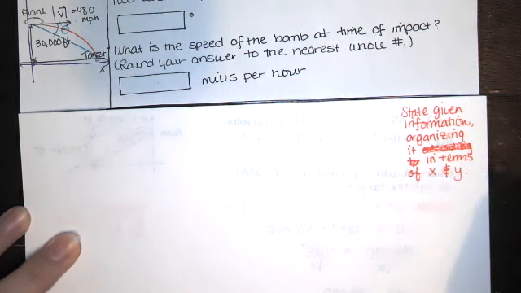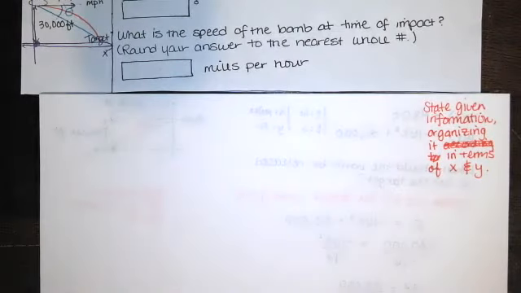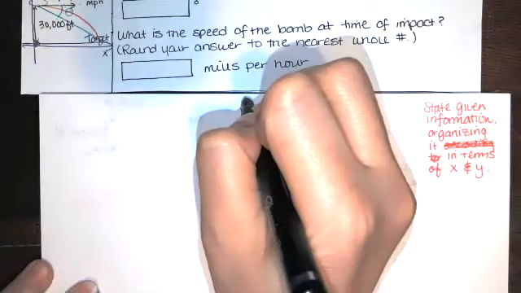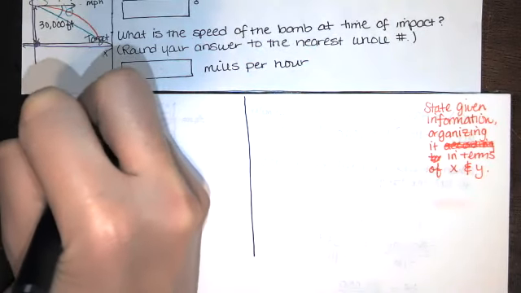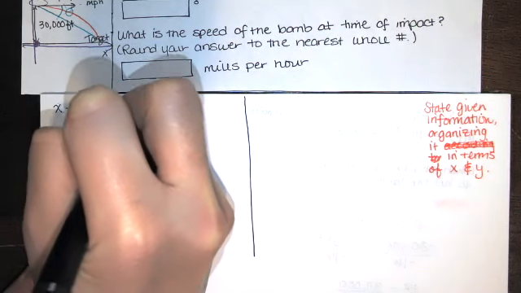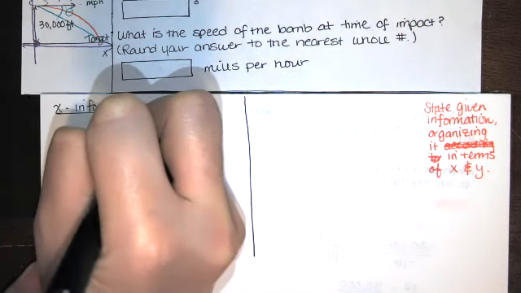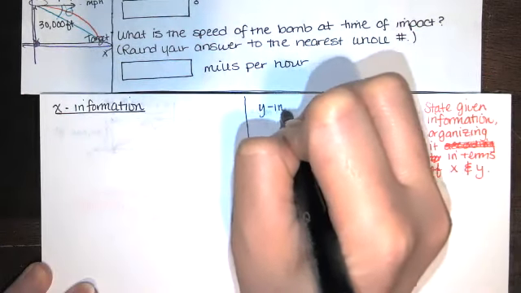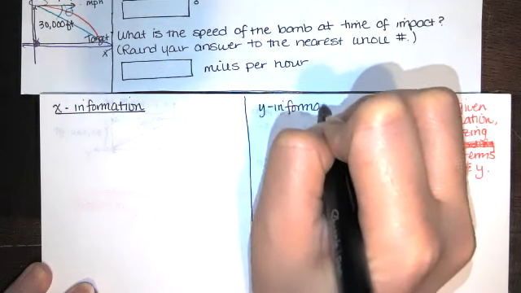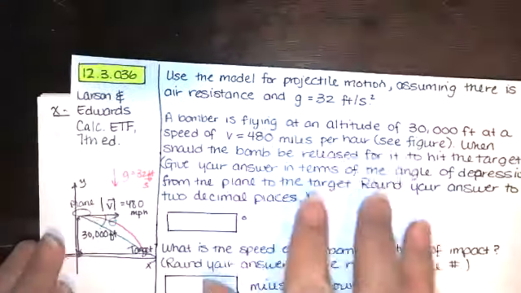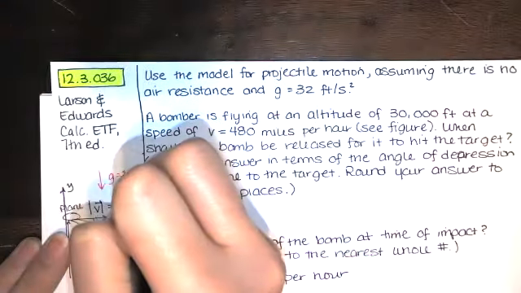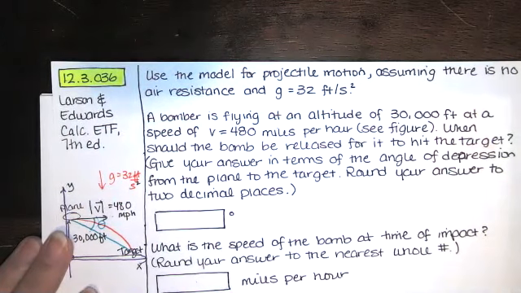You guys know what I mean, but it's kind of hard to articulate it sometimes. All right, so what do we know? I'm going to put my x information over here, and I'll put my y information on the other side. Well, we know that the acceleration due to gravity goes straight down and has a magnitude of 32 feet per second squared.